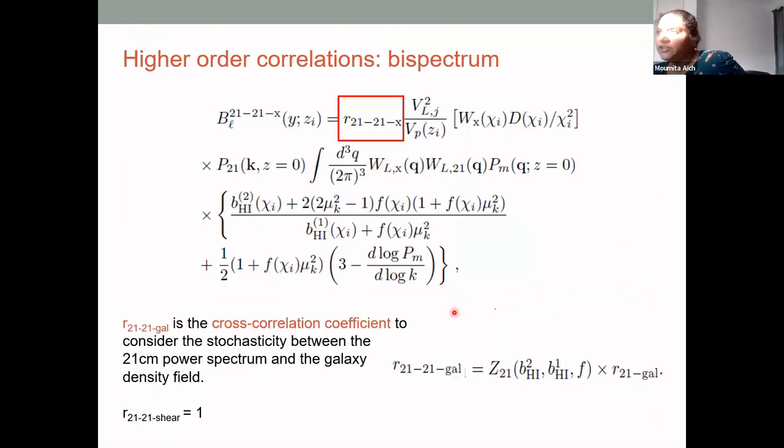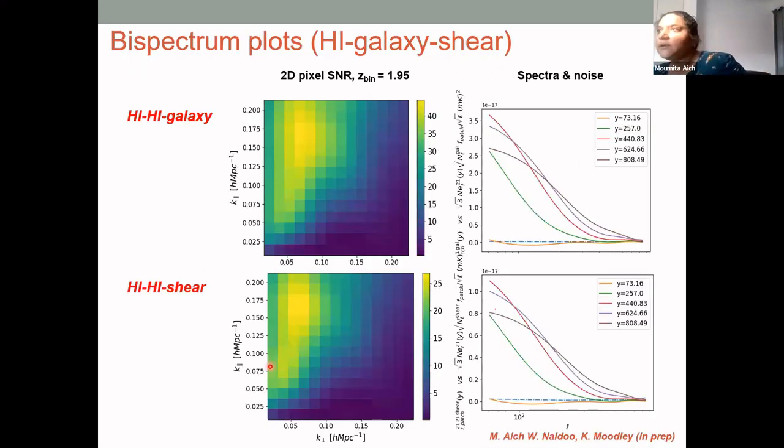When we talk about the bispectrum, please don't get daunted by all the equations here. The interesting thing to note is there's something called the cross-correlation coefficient, which was there in the cross correlations also. This is like a stochastic parameter between the 21 centimeter power spectrum and the galaxy density field. This is something which we can actually measure using the bispectrum.